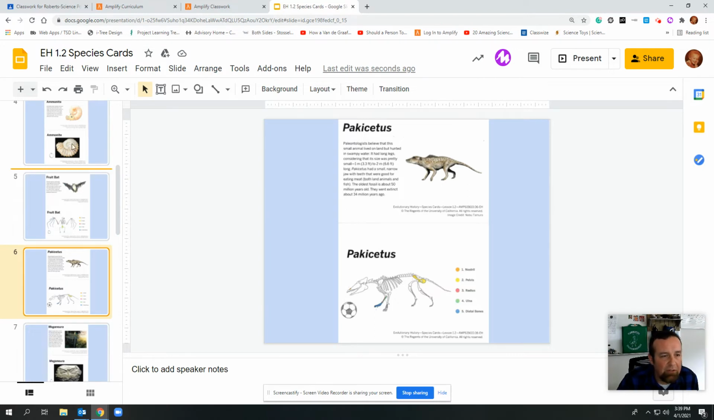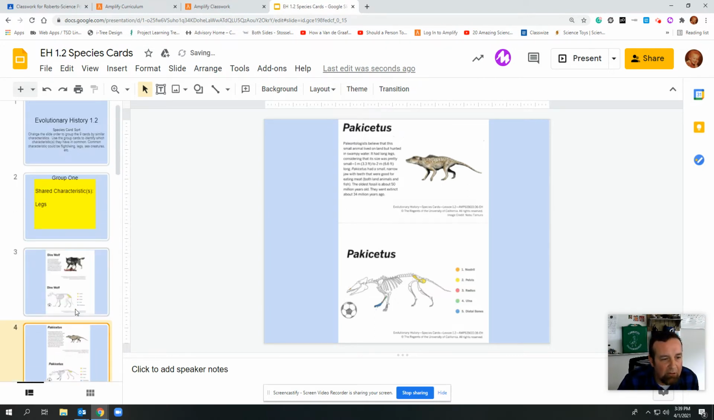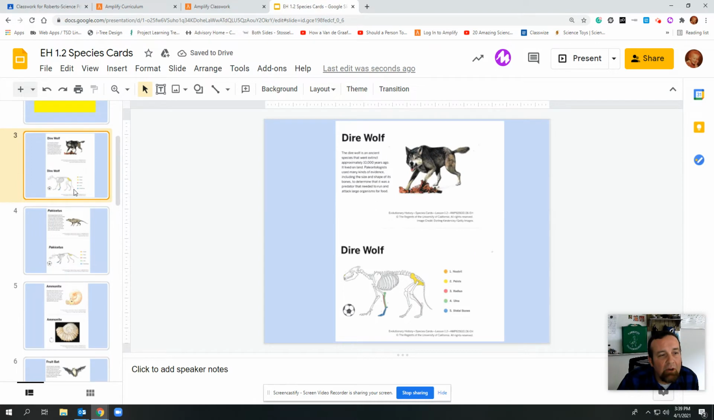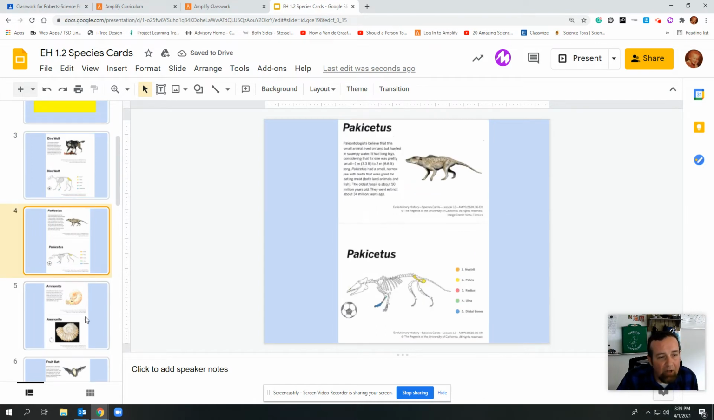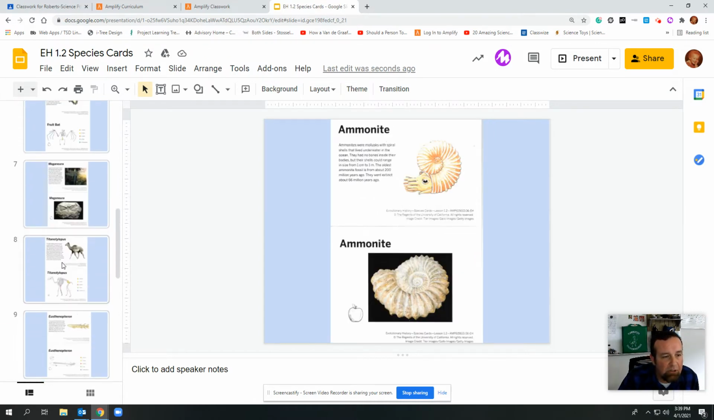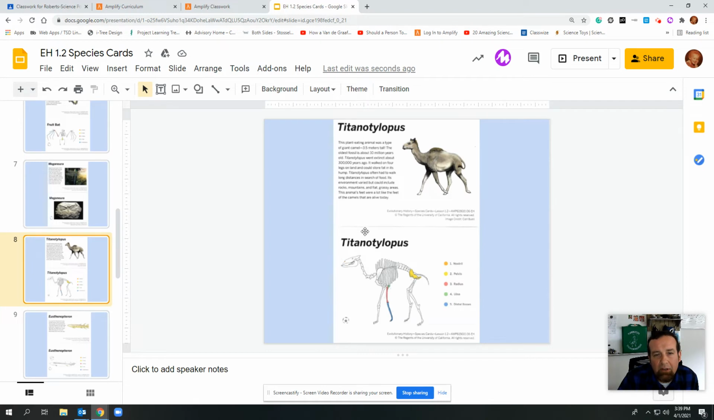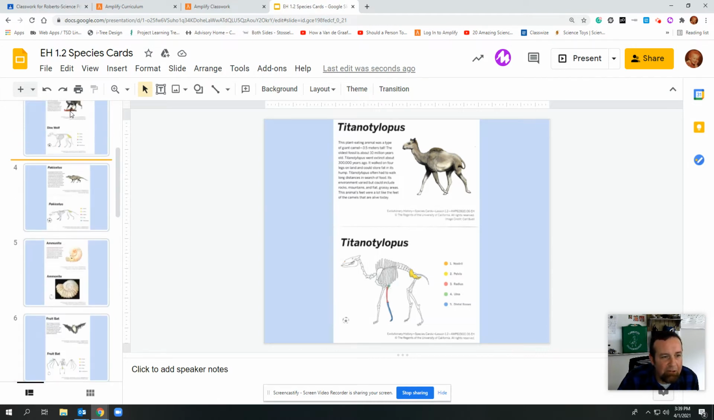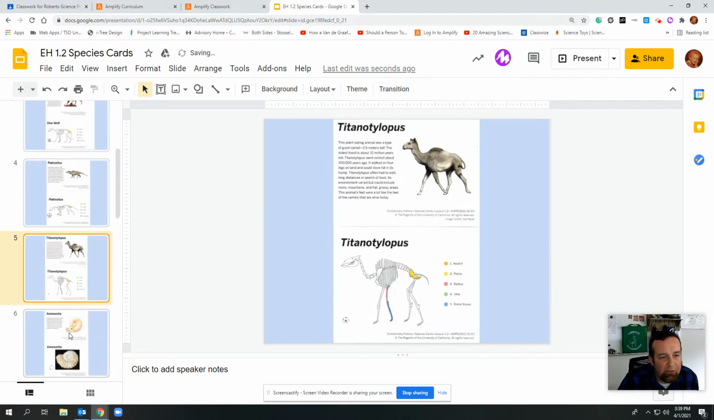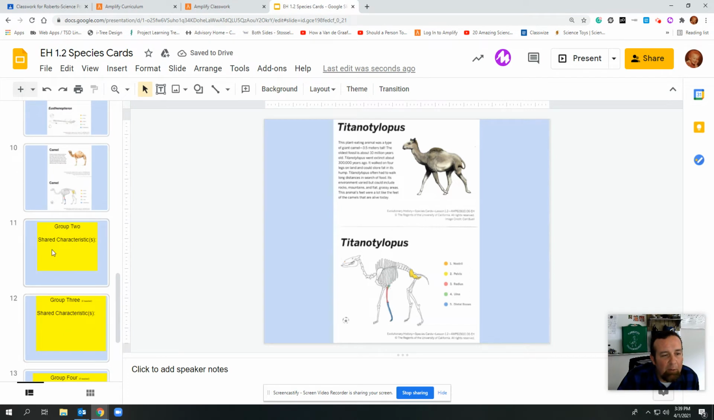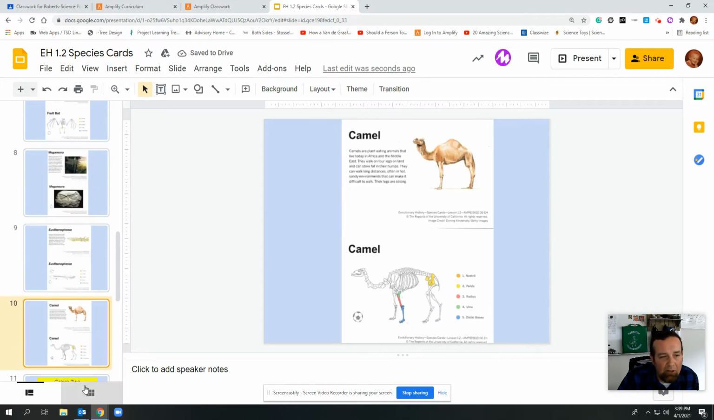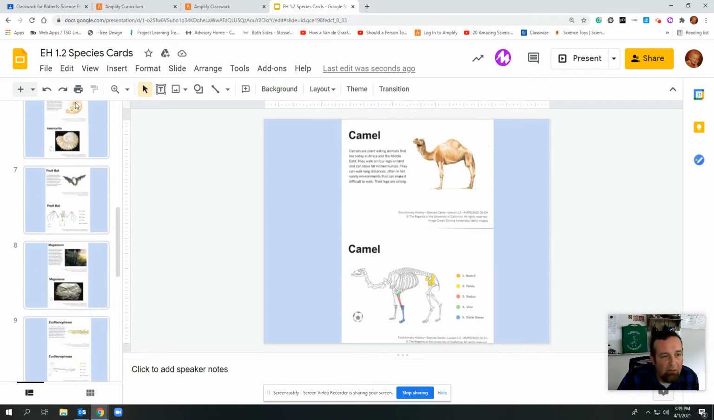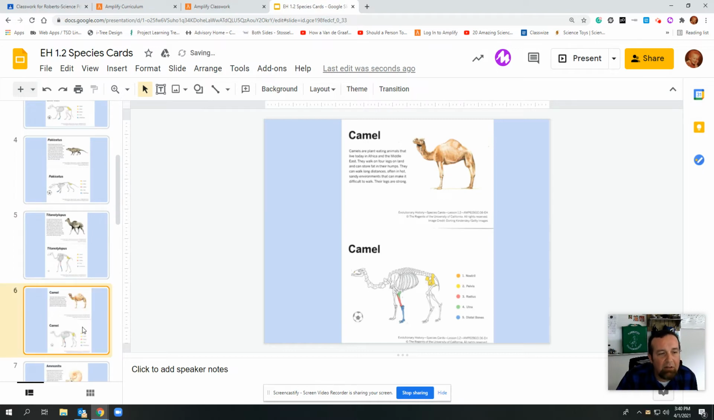Pakicetus. Pakicetus has legs. I'm going to put it up here. Okay, so now I've got my dire wolf, and I've got my Pakicetus. Oh, look at this. This thing has legs. The Titanotylopus. That's a fun one to pronounce. So I'm going to put it up here too. Okay, and my camel has legs too. So I'm going to put all of these together.